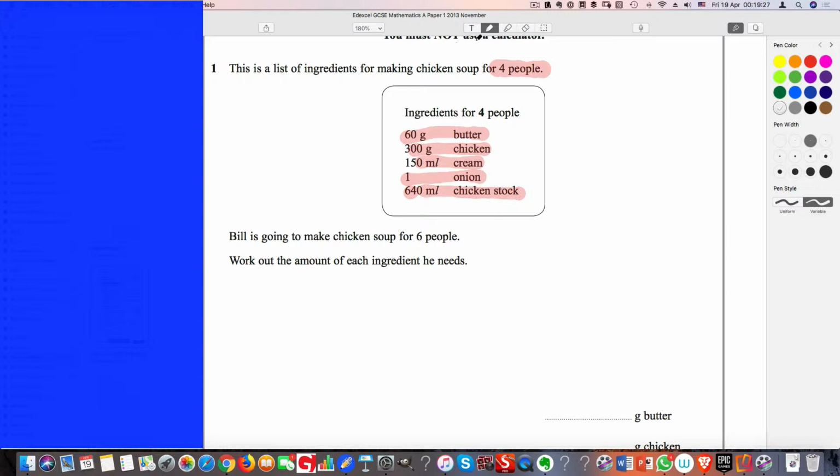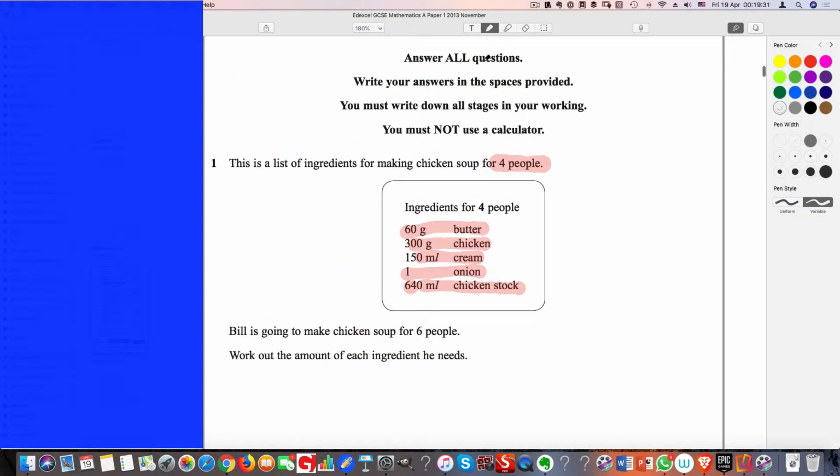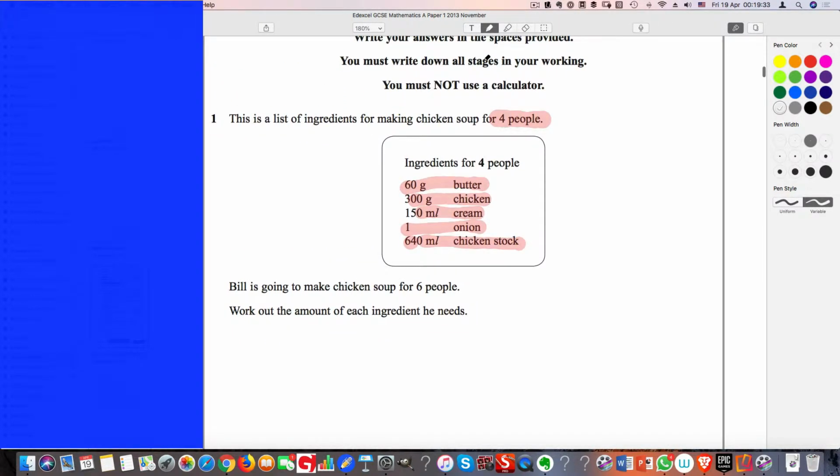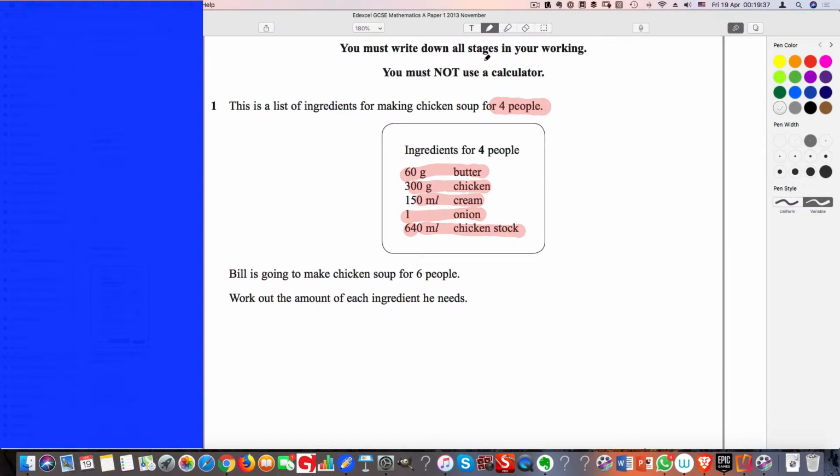Right, so let's look at this question here. It's a question about a list of ingredients. This is a list of ingredients for making chicken soup for 4 people. I've highlighted 4 people there because that's an important piece of information. So these are the ingredients for the 4 people.